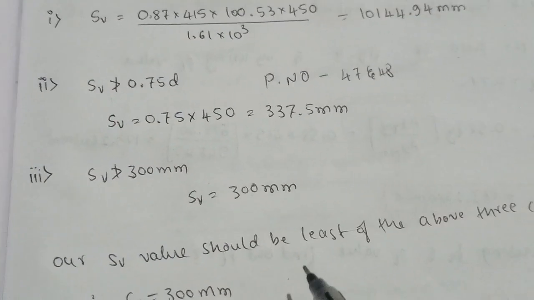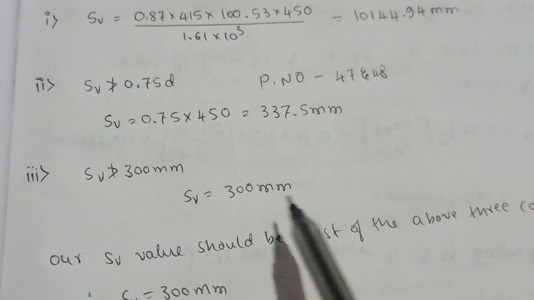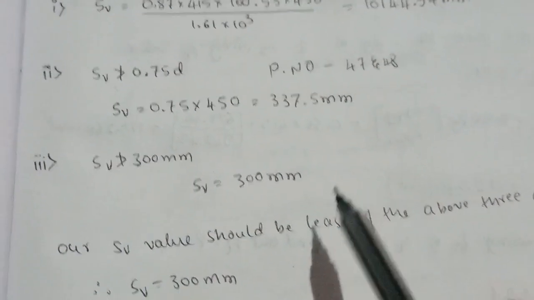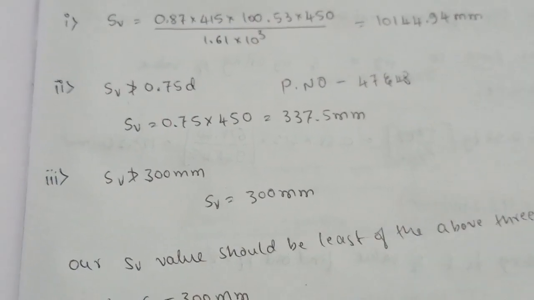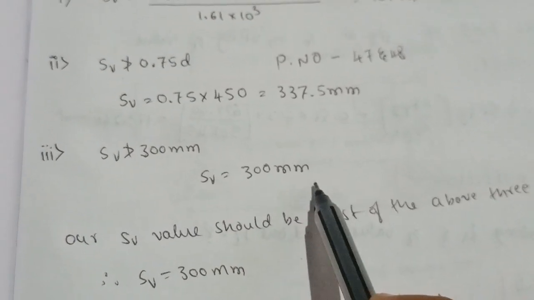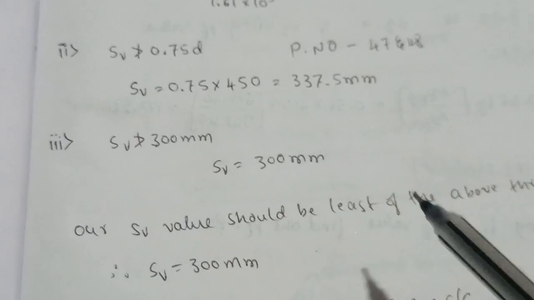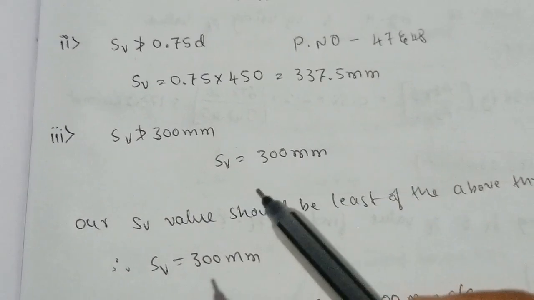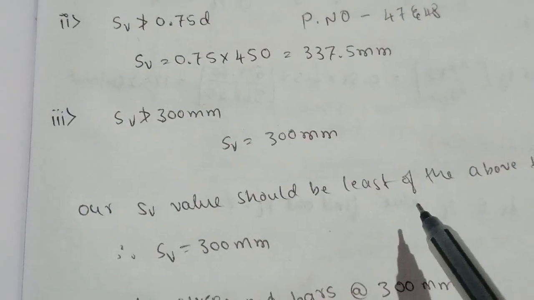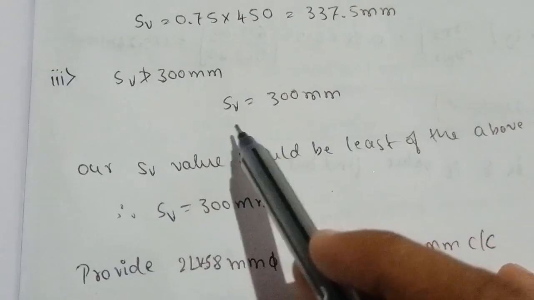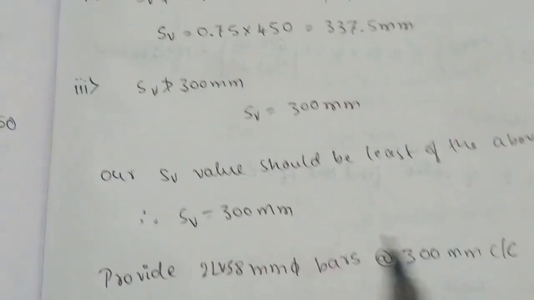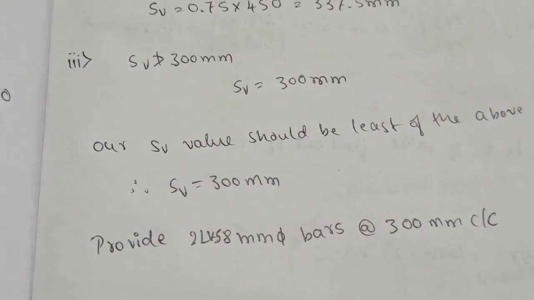Whenever you calculate, if you get more than 300 mm, that is 4000, 5000, whatever you got in your problem, you should provide at most 300 mm. That is the maximum value. If you get less than 300 mm, that is 250, 260, 280, at that time you need to provide the least value you got. Here I got 300 mm, the least value. So I am taking SV is equal to 300 mm. This is how we calculate the spacing of stirrups.